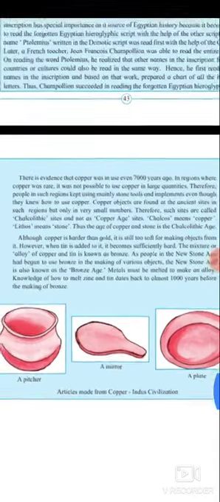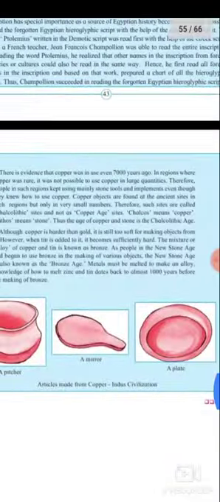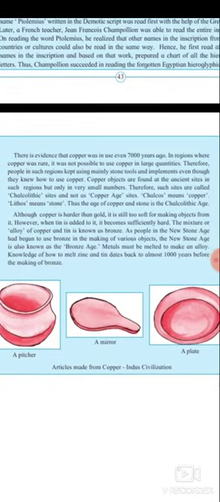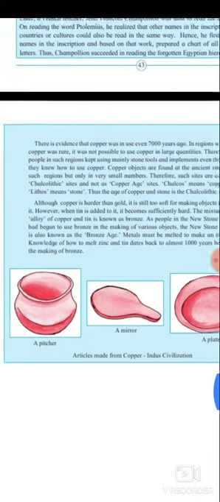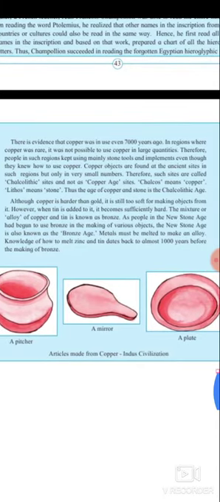So copper is harder than gold. It is still too soft for making objects from it. However, when tin is added to it, it becomes sufficiently hard. Gold is a very smooth, soft thing. The mixture or alloy of copper and tin is known as bronze.